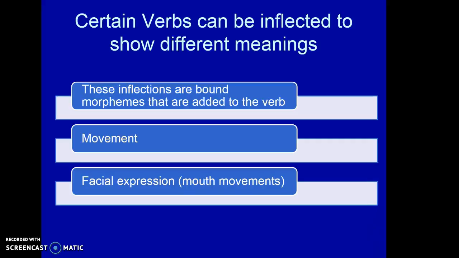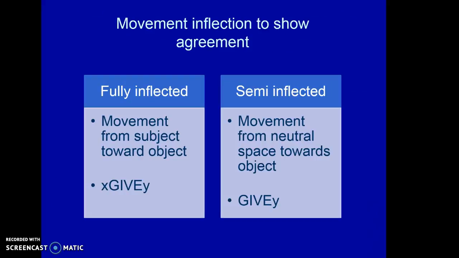First, we know that certain verbs can be inflected to show particular types of meanings. Whatever types of inflections there are, these inflections are bound morphemes that are added to the free morpheme, to the verb. Some of these are movement inflections, some of these are facial expressions. In particular, they're mouth movements that change the meaning of these verbs.